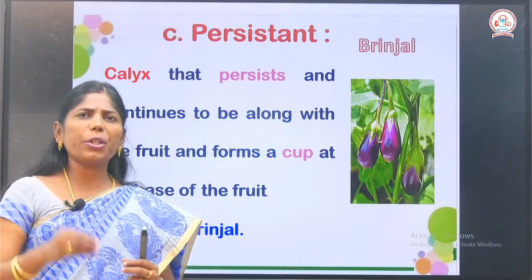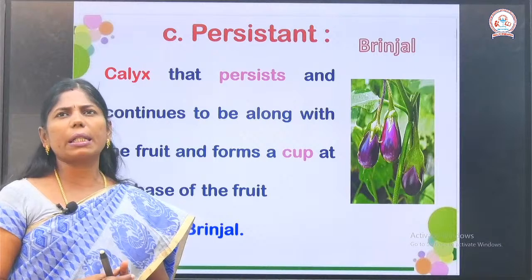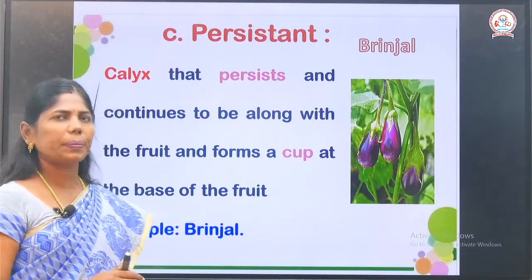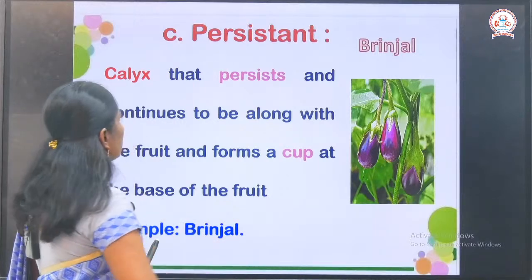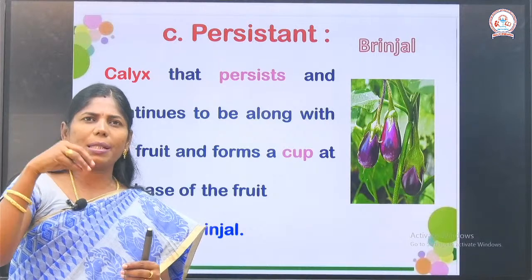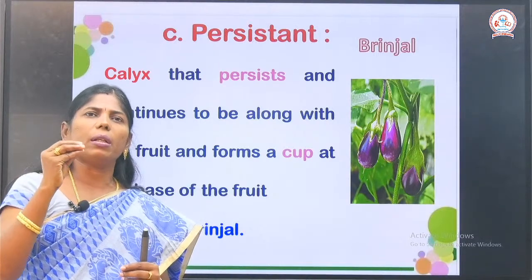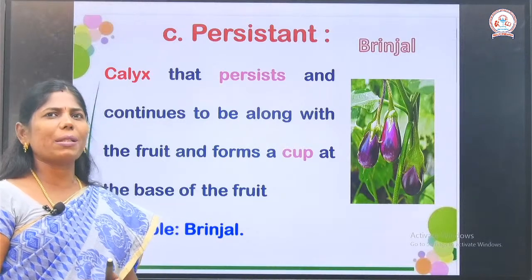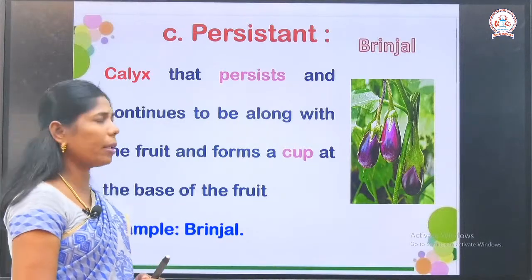Another one is the persistent calyx. Persistent calyx means it keeps continuously attached. It is present even after fruit formation. Along with the fruit, it forms a cup-like structure. Sometimes it protects the fruit as a cup at the base of the fruit.